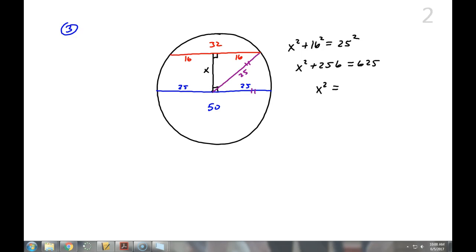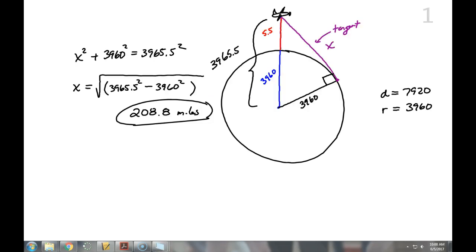When I do 625 minus 256, I get 369. And then we take the square root of both sides, and I will get 19.2. So 19.2 is the distance between the two chords. So the Pythagorean Theorem is used a lot in this lesson. A lot.